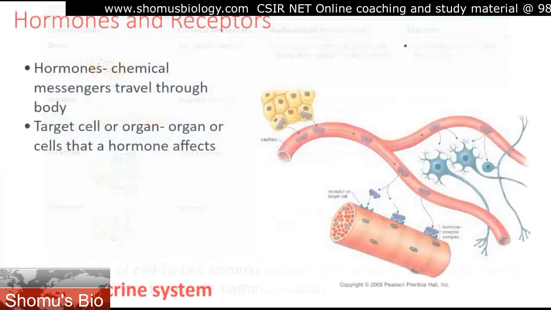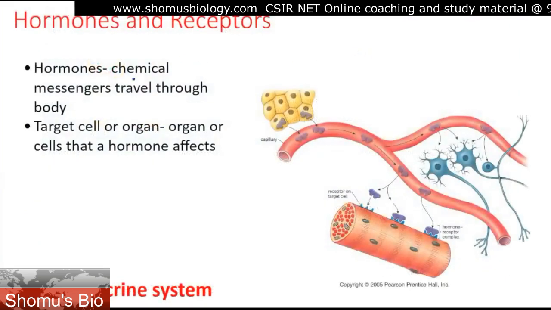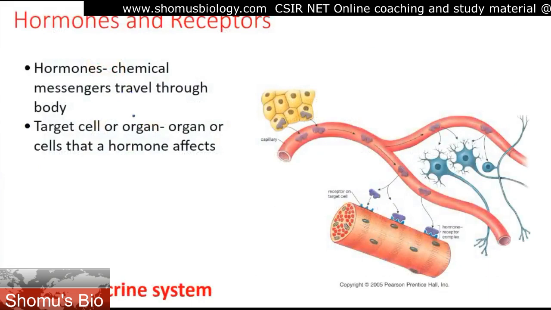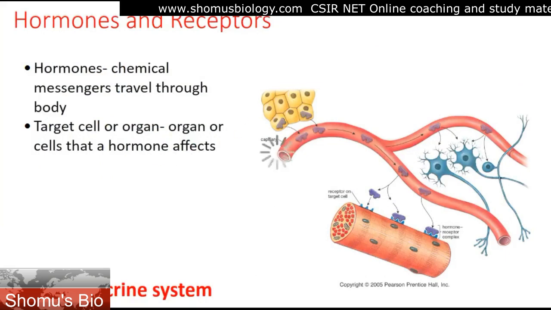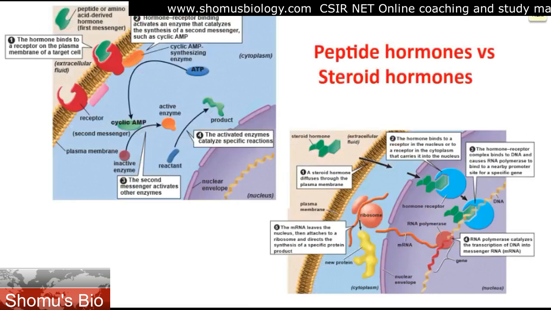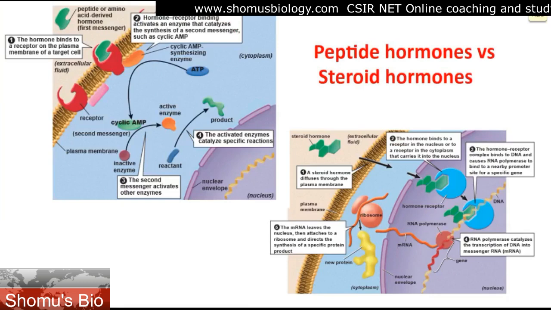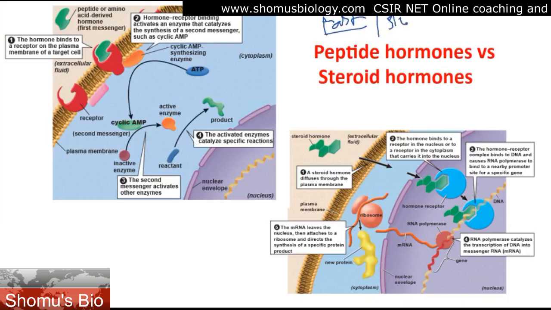Okay, so hormones and receptors. Hormones, like chemical messengers, travel through the body and reach target organs or cells, which are affected by the hormone. Remember, based on the efficiency of the signaling, we can divide them into two different types. One type is a very fast signaling, a fast response. Another one is a slow response.